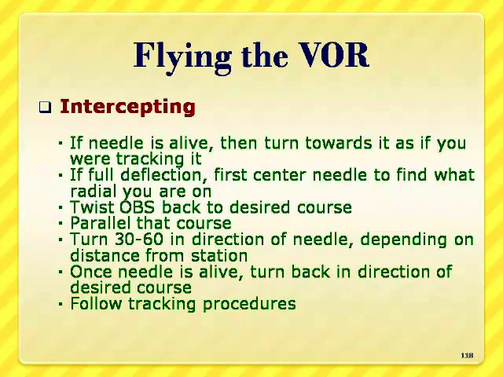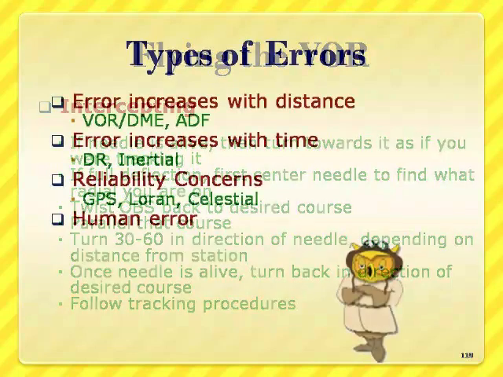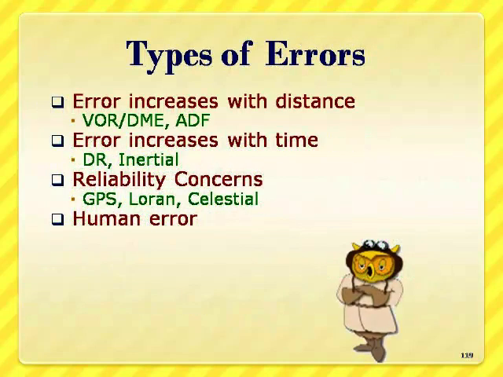Follow tracking procedures. What are the types of errors that are likely to come? Error increases with distance. Error increases with time. And reliability concerns come up, and there is a chance of human error in the entire procedure.